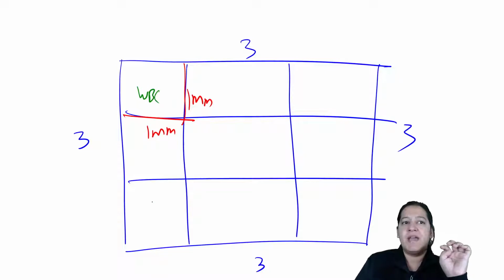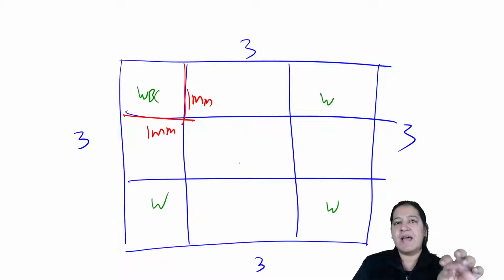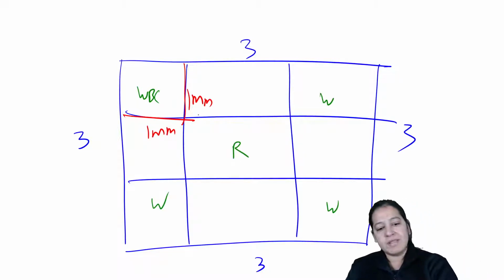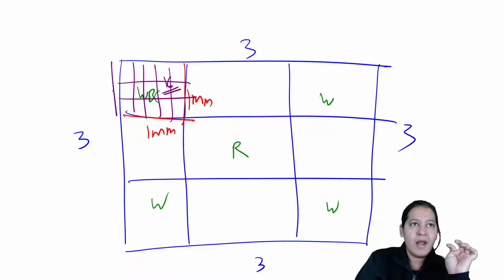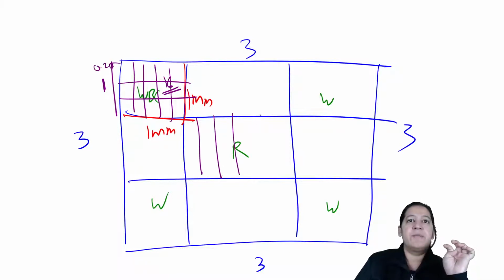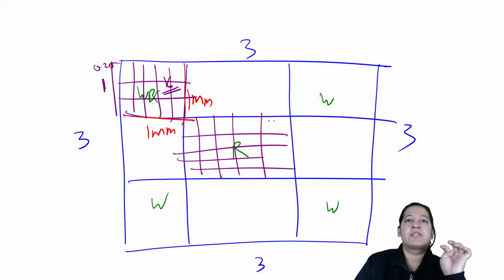These four are for WBC, these four are for WBC, and the central is RBC. So WBC ones are divided into 16 each. So a 4 by 4 grid will be made. So 1 upon 4 will be 0.25. And here a 5 by 5 grid will be made. Total 25, we will divide this into 25.